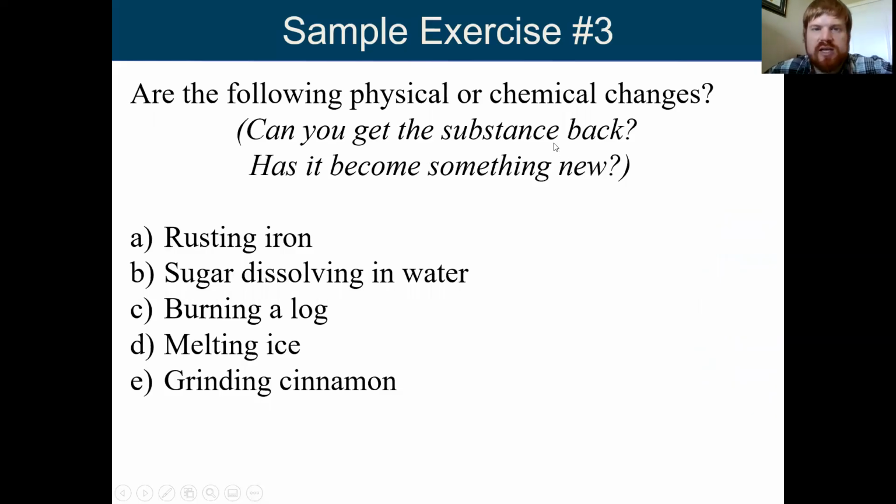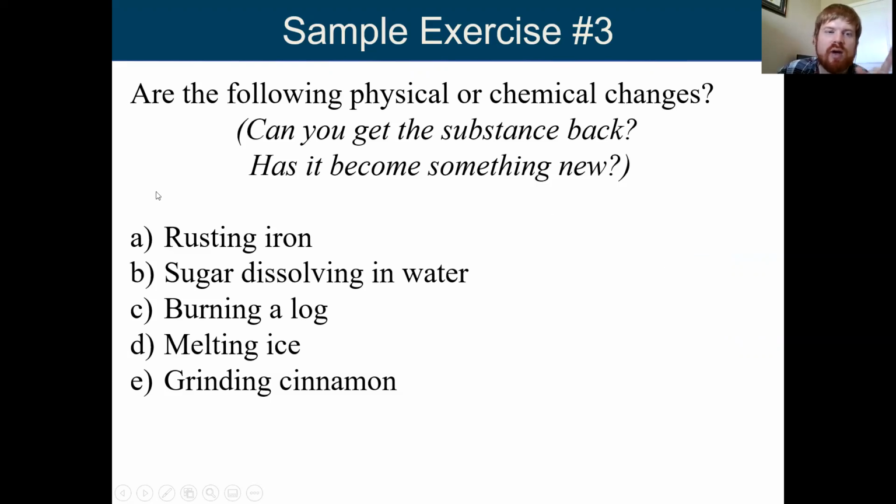Okay, sample exercise 3, here we go. Are the following physical or chemical changes? And so go through A through E, give it a shot, and we're gonna pause the video here. And when we come back, we'll go through each of them to know whether they're physical or chemical changes. So go ahead, pause.